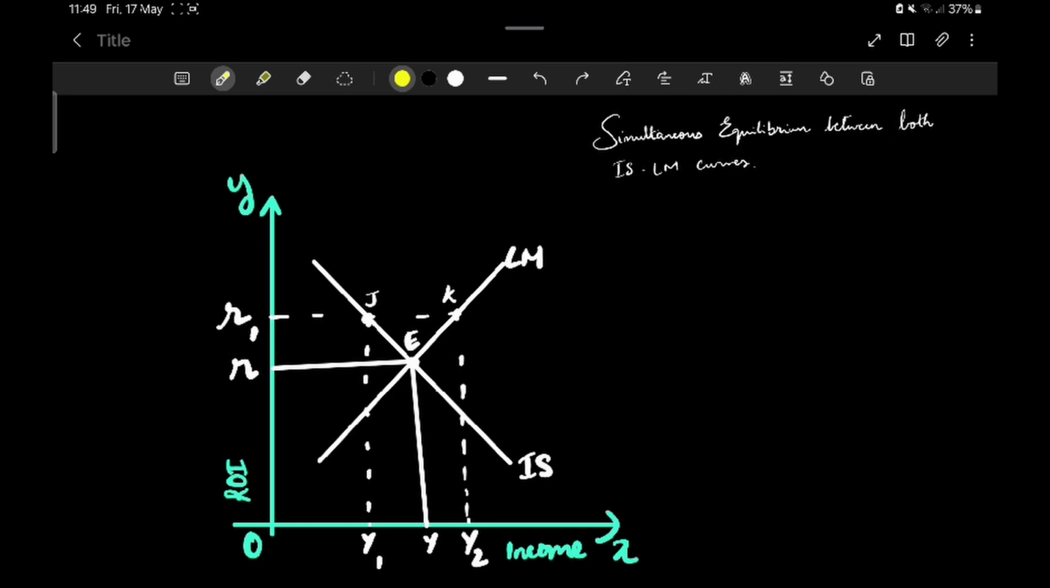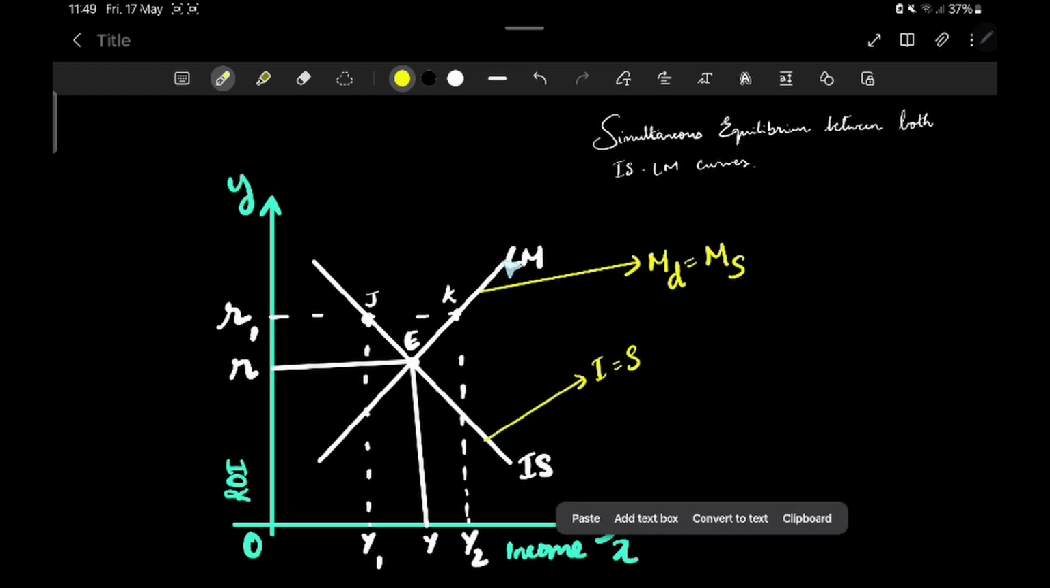As I already mentioned in the previous video, the IS curve represents the equilibrium of the product market. That is, every point on the IS curve would result in equilibrium. And I also mentioned that every single point on the LM curve would mean that your money demand is equal to your money supply. The money market is at equilibrium on the LM curve, and the product market is at equilibrium throughout the IS curve.